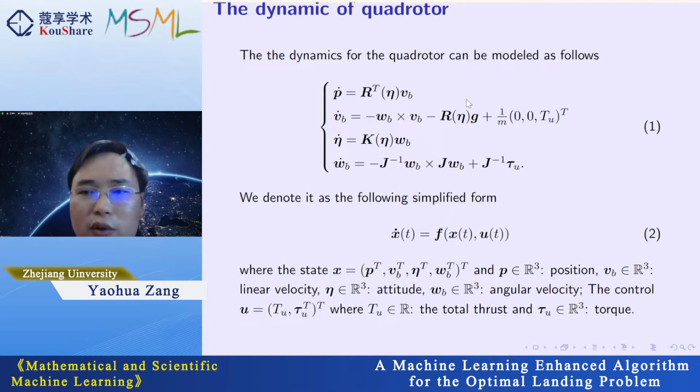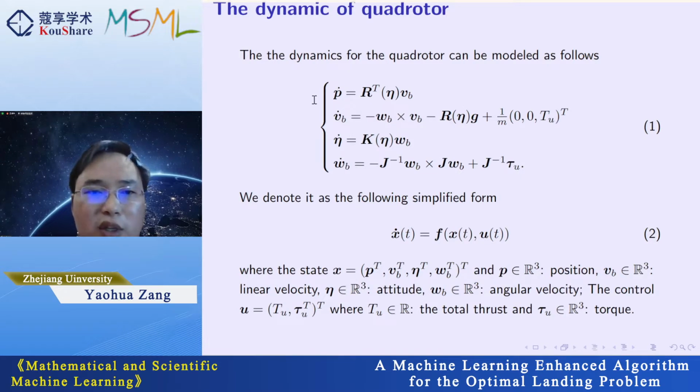Here there are 4 equations to describe the dynamics of the core rotor. The first equation describes the position of the core rotor. The second one describes the linear velocity, the third one describes the angle, and the last one describes the angular velocity in the body frame. In the first equation and the third equation, the matrix capital R transpose and the matrix K are 2 transformation matrices from the body frame to the world frame.